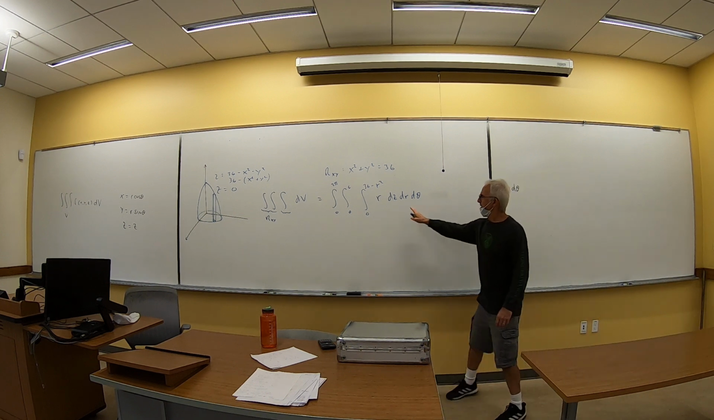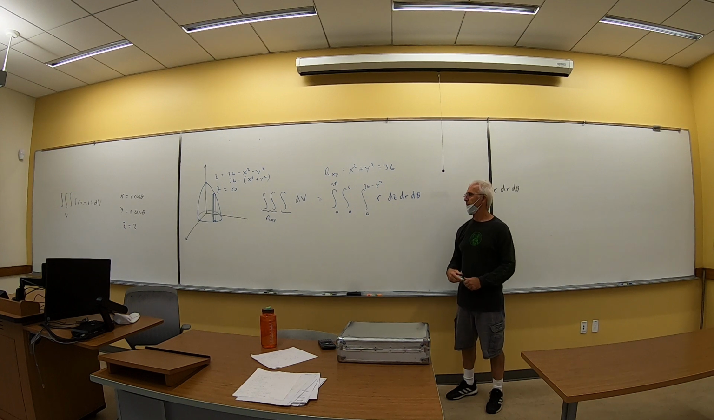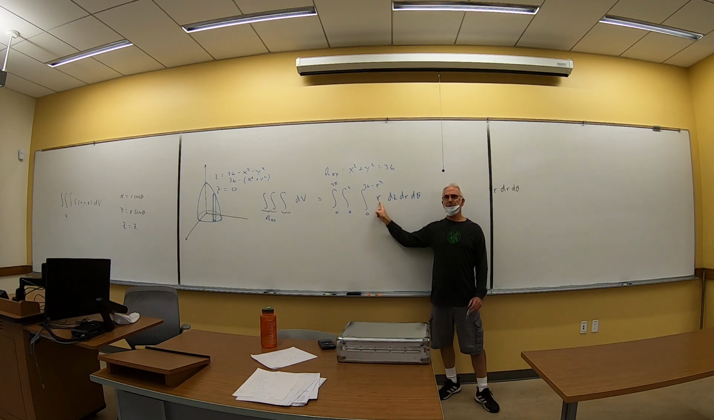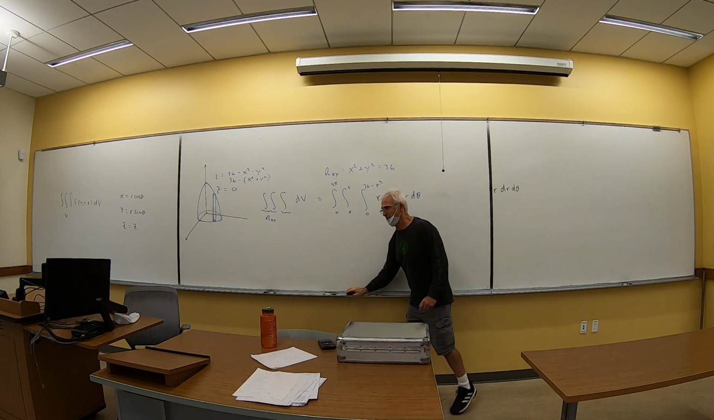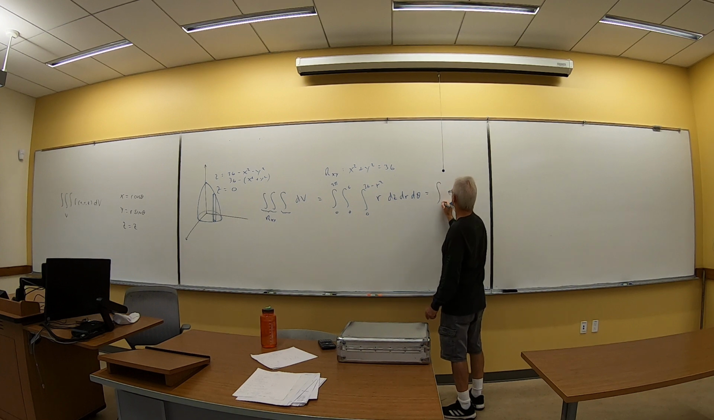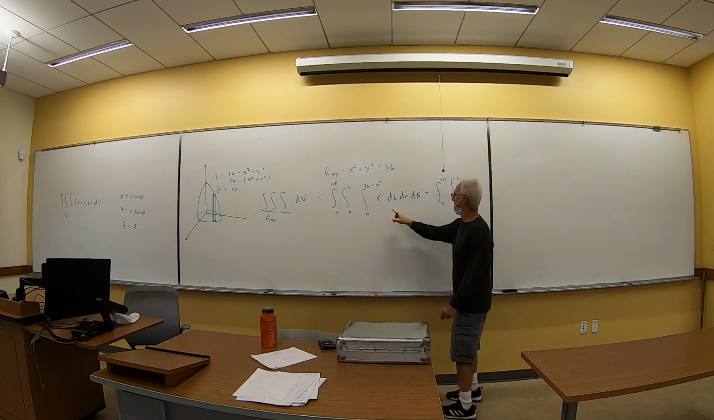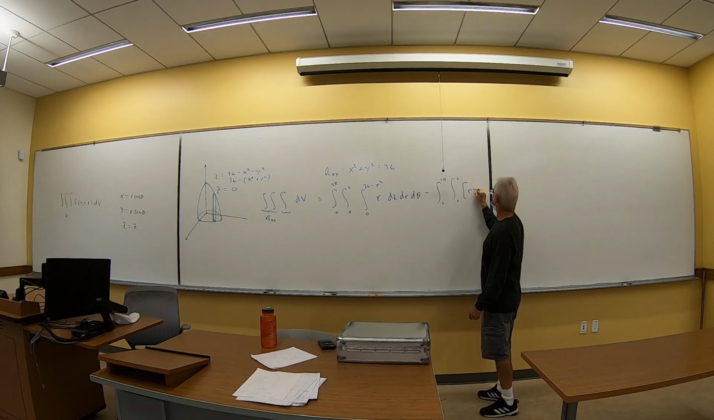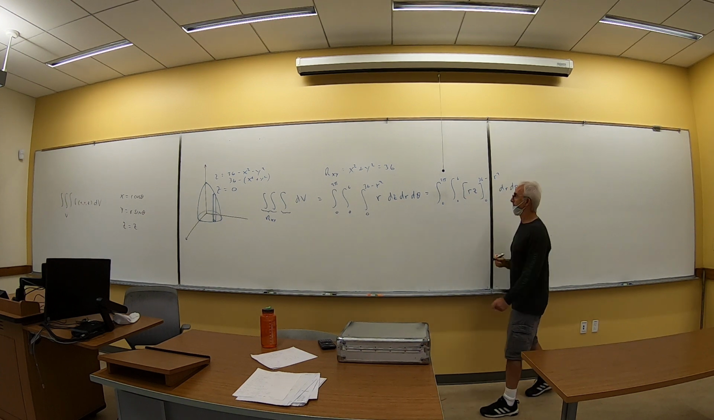So I'm going to integrate with respect to z. That's still the biggest problem that we have, is forgetting this r. If I forget this, it changes the answer significantly, obviously. So when I integrate this, what do I get? 0 to 2 pi, 0 to 6, r z from 0 to 36 minus r squared, dr, d theta.